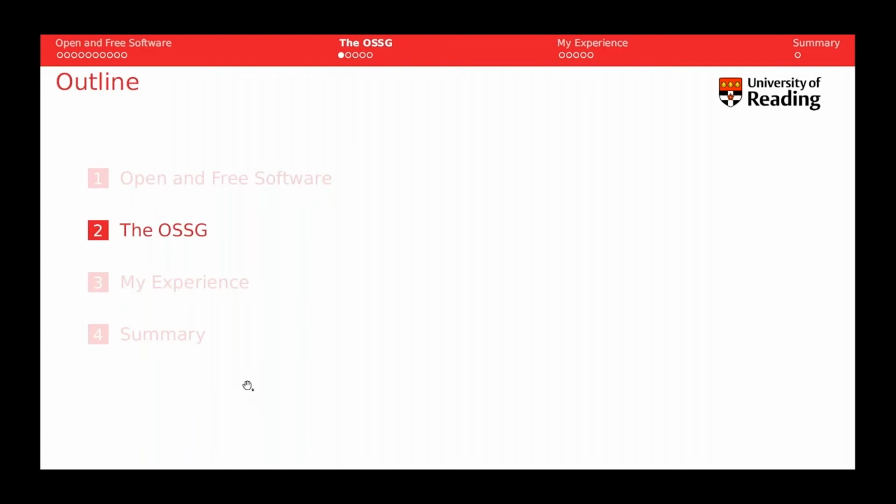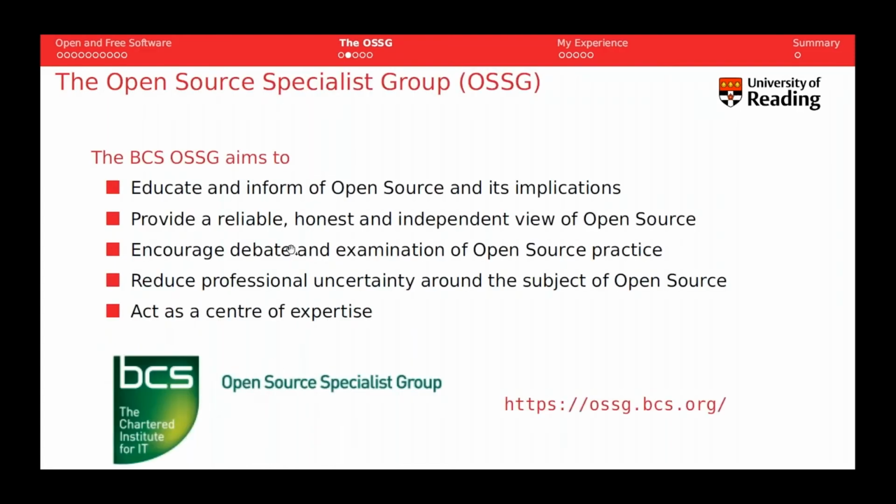Okay, let's talk now a bit about the open source specialist group, which is OSSG. So, what are OSSG's aims? Well, we try to educate and inform about open source and its implications. We provide a reliable, honest, and independent view of open source, of course, with our personal opinion as well, a little bit. We try to encourage the debate and examination of open source practice. We try to reduce the professional uncertainty around the subject of open source. And we try to be a center of expertise. Here's the link, ossg.bcs.org, where you can find the web page.